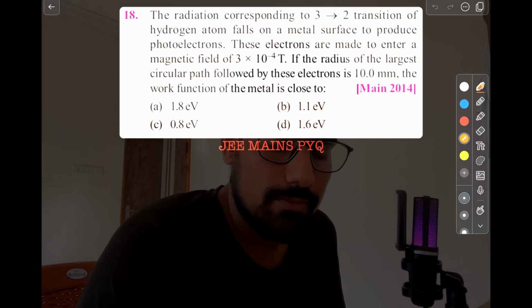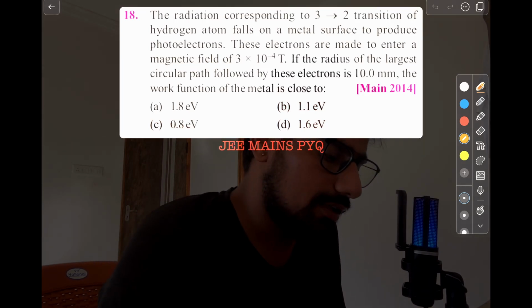Hi students, welcome. So here again there is a question related to the photoelectric effect, radiation and the magnetic field. This is a JEE Main PYQ of 2014.